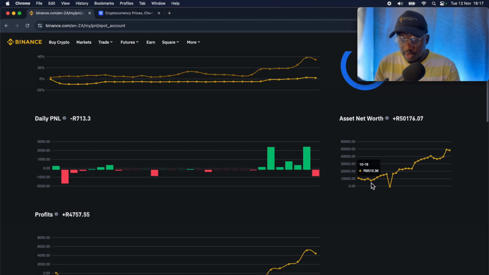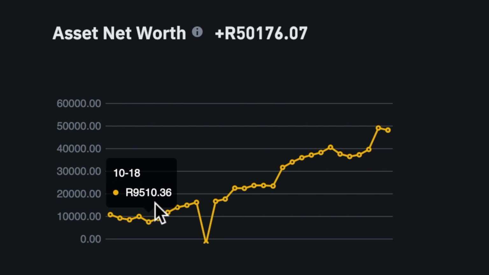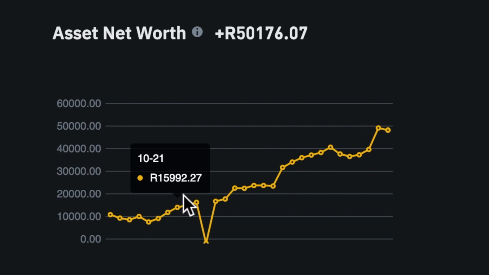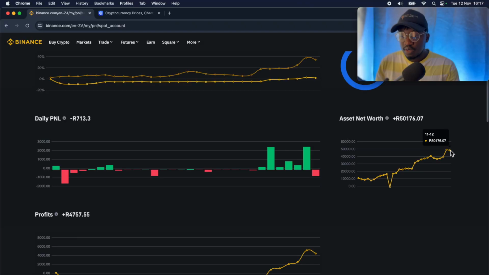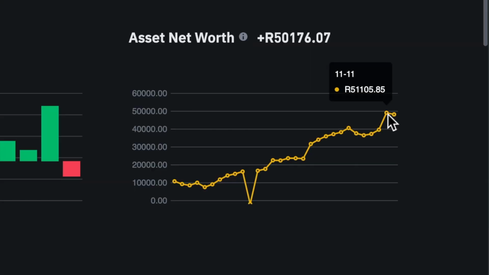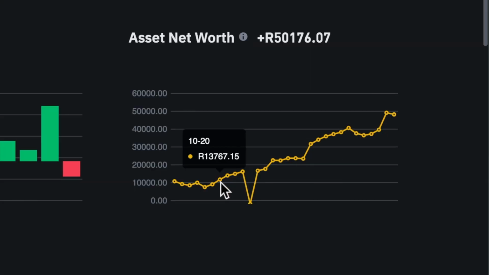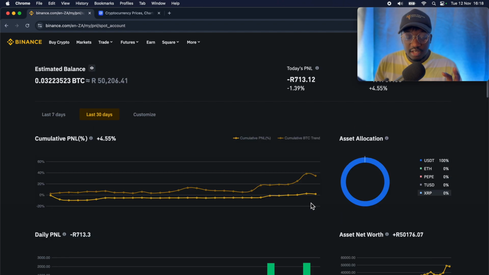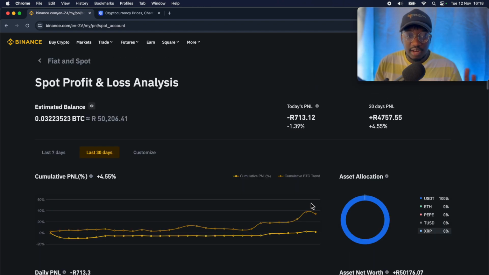I started with at least 9,500 Rand right here because I'm in South Africa, right? And you can see that this has been an uptrend. So right here at the peak, I hit at least 51,000 Rand by simply taking advantage of spot trading. So this is the exact strategy that I'm going to show you, and I'm not going to hide anything.